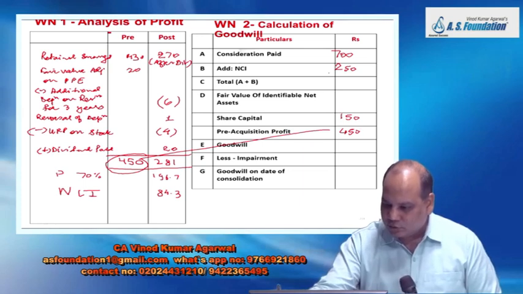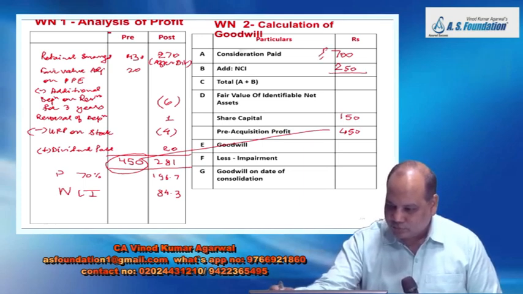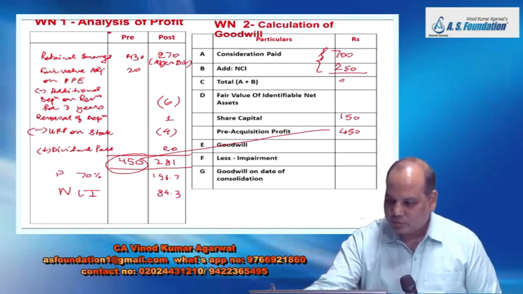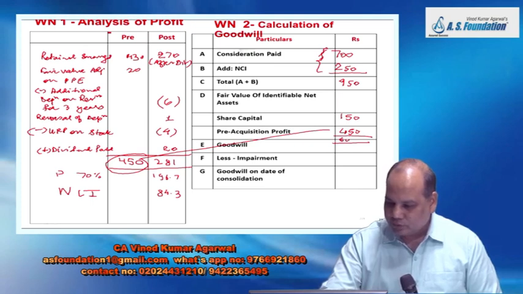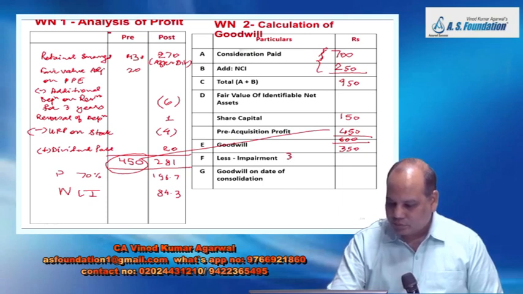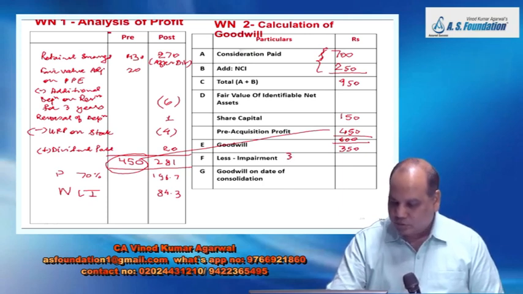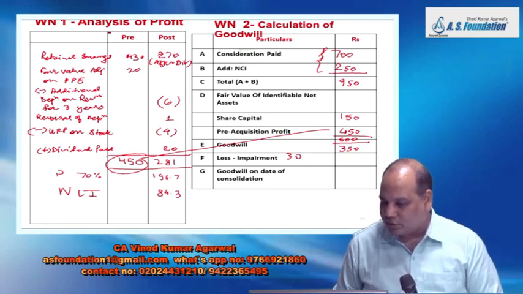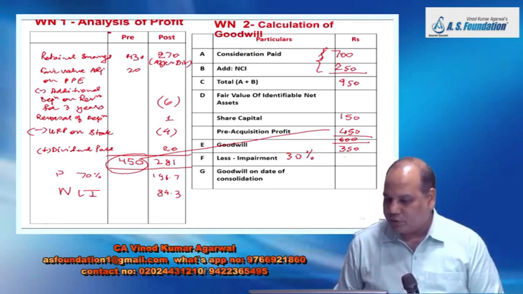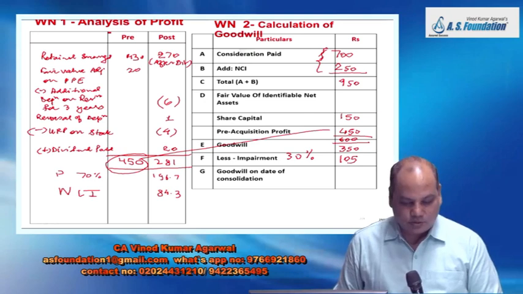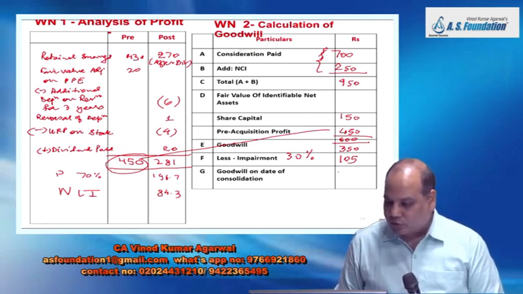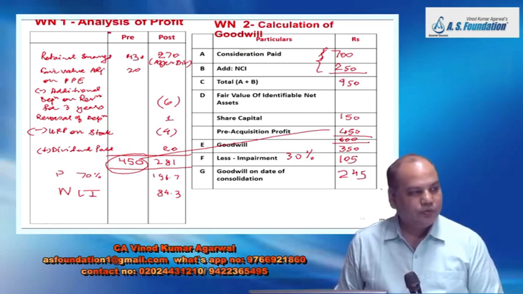So tell me, what is the total of these two figures? 950. Total of these two numbers 600. Goodwill 350. How much goodwill has been impaired? 30%. So 30% of 350, 105 has been impaired in the last 3 years. So what is goodwill left on the date of consolidation? 245.